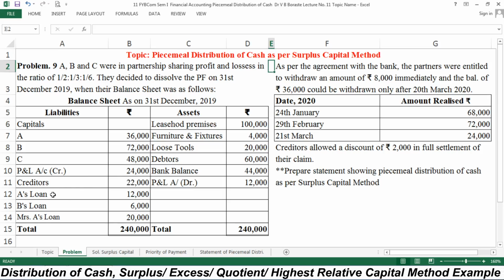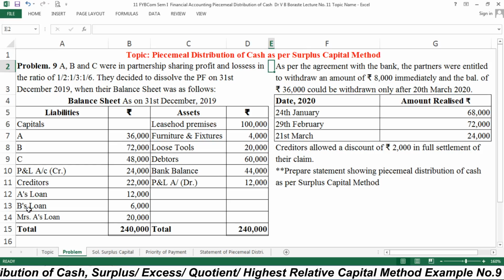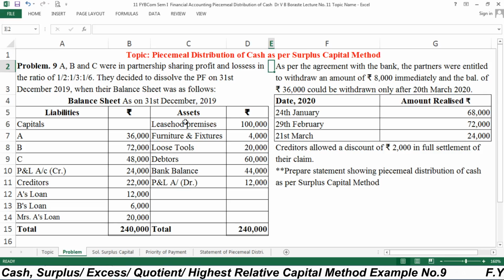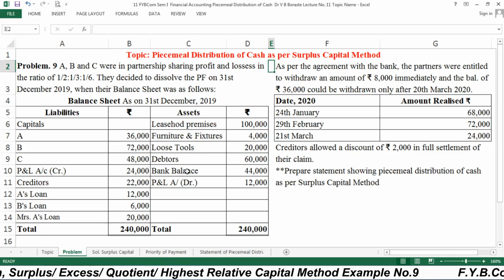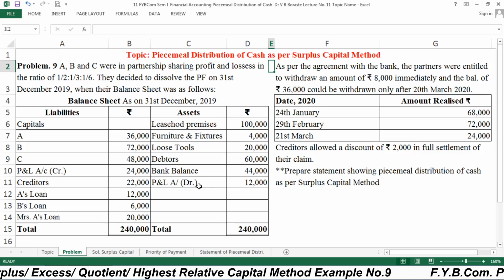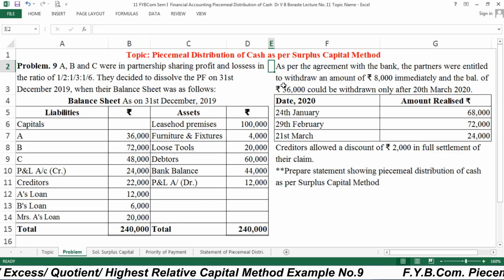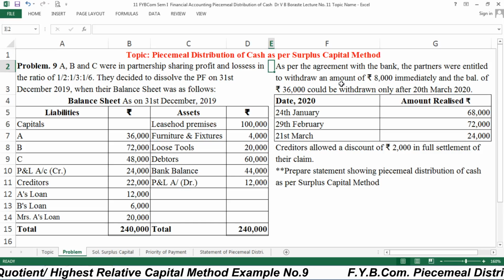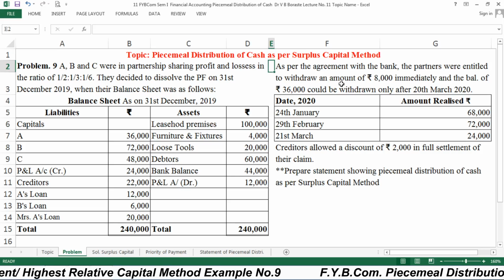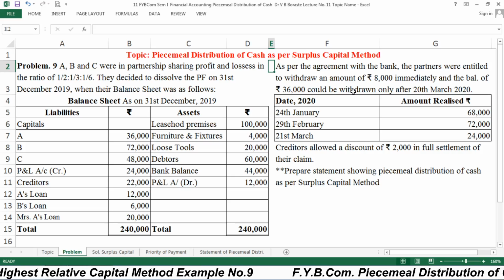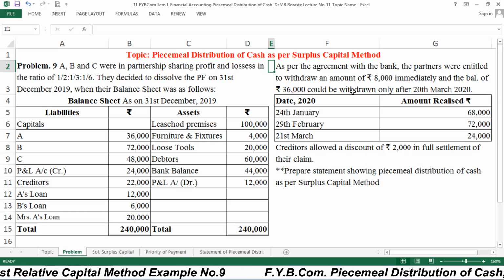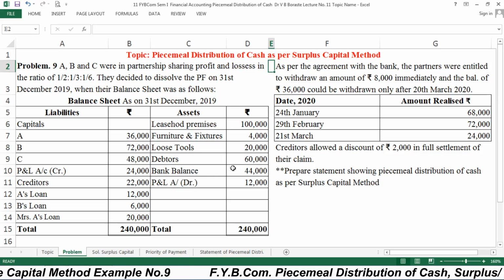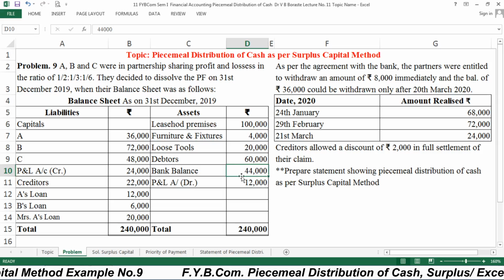Creditors are there. A's loan, B's loan, that is, partners' loans, and Mrs. A's loan, that is, a third party liability loan. On the asset side, some assets are here. With this we have a bank balance and a profit and loss account debit balance. As per the agreement with the bank, the partners were entitled to withdraw an amount of rupees 8,000 immediately, and the balance of rupees 36,000 could be withdrawn only after 20th March 2020. So you can see here that in the bank we have cash of rupees 44,000.